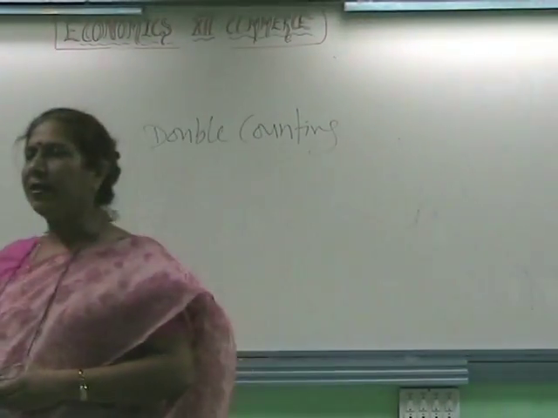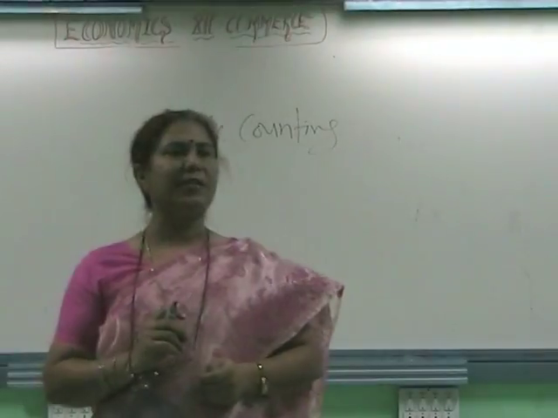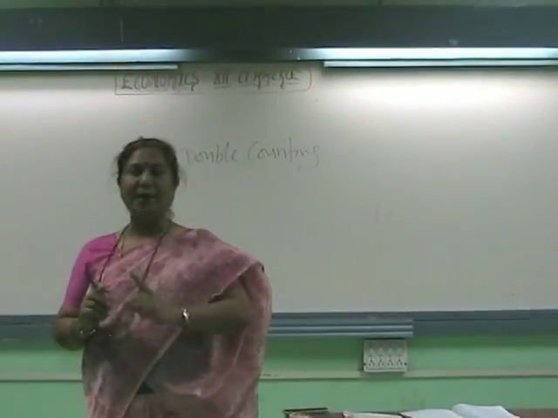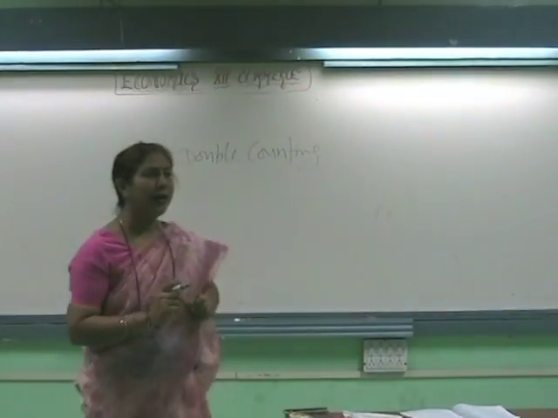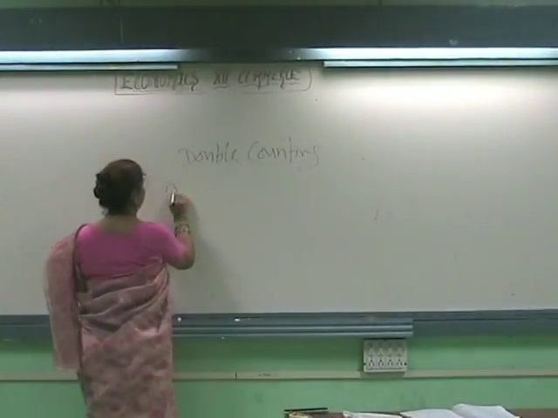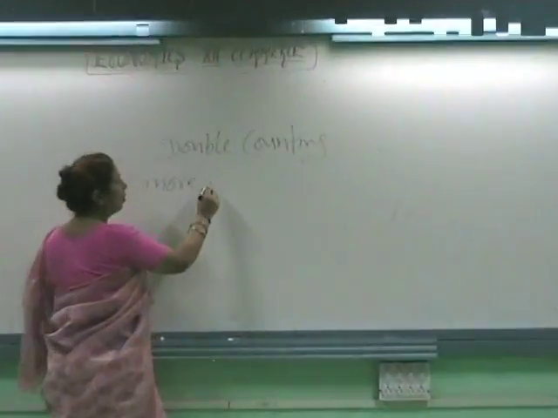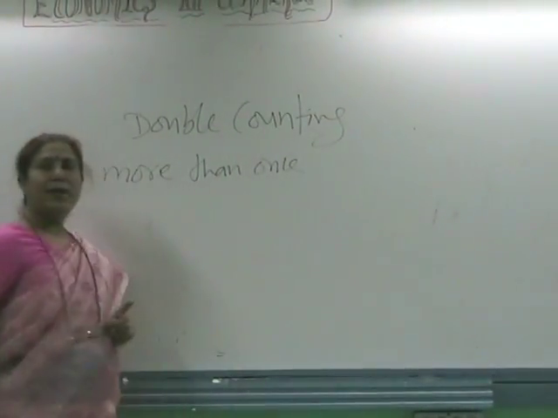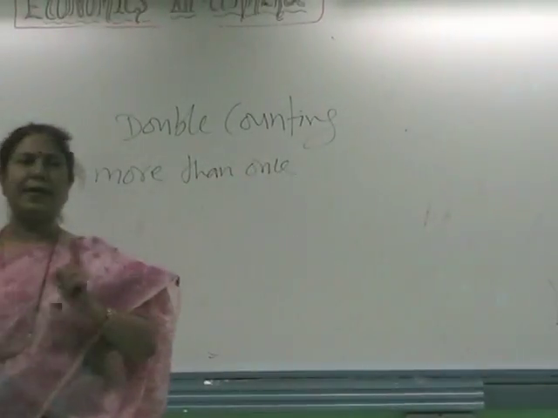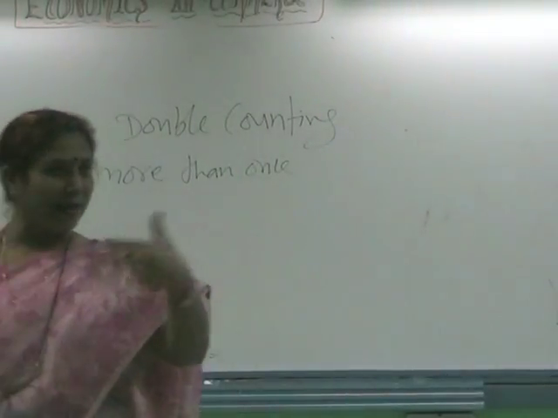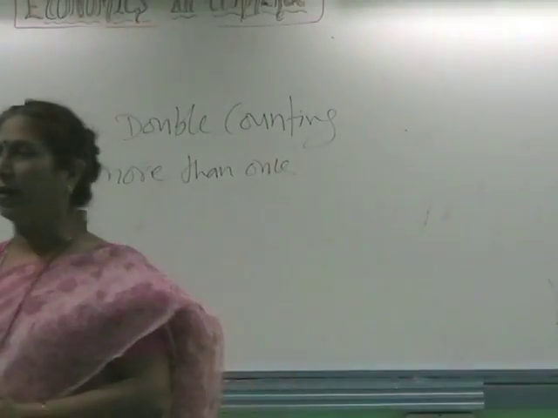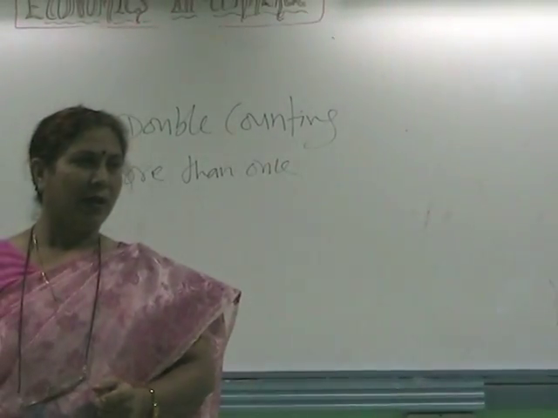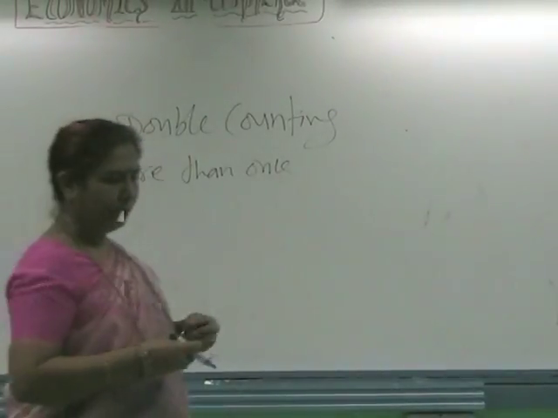Double counting means in the estimation of national income, when value of one item is included more than once. See, this is more important. More than once. When we include value of any item more than once while estimating national income, that is called as double counting.